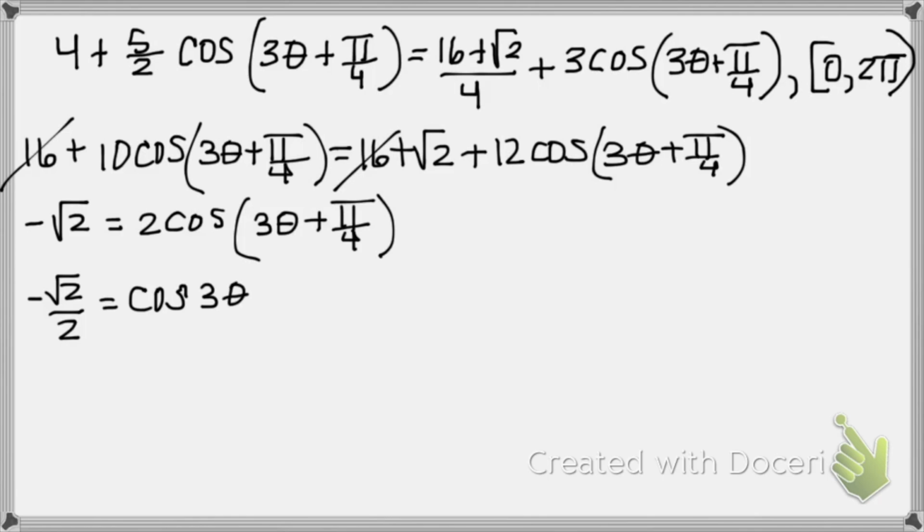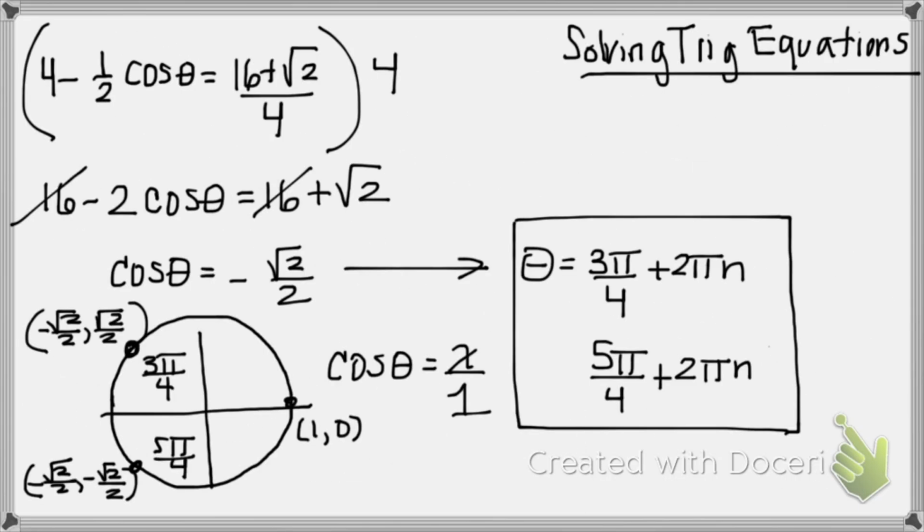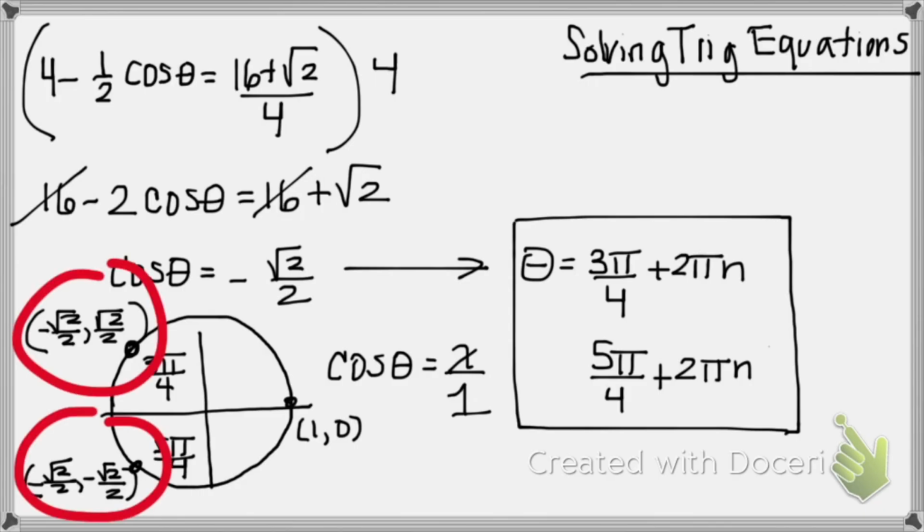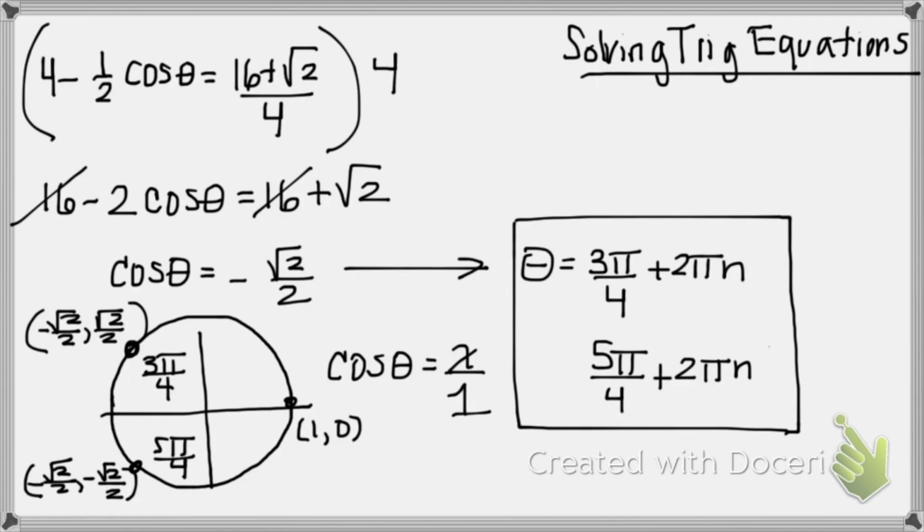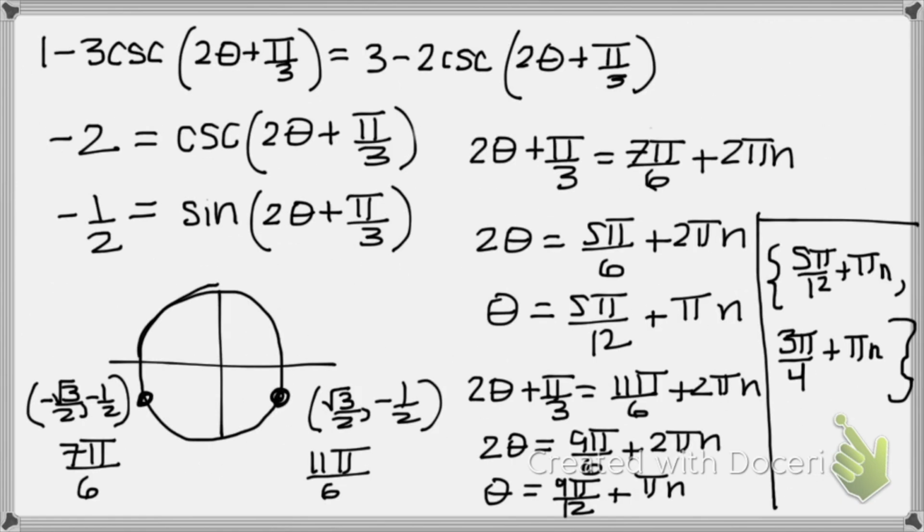of 3 theta plus pi over 4. So 3 theta plus pi over 4 is equal to, all right, what angle has a cosine value of negative rad 2 over 2? Didn't we see that back here? Yeah, that was all the way back here. We were doing that back here, negative rad 2 over 2. So it's 3 pi over 4 and 5 pi over 4. That was this one and this one.